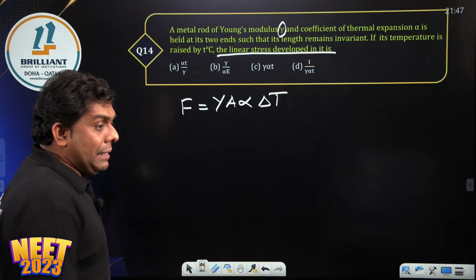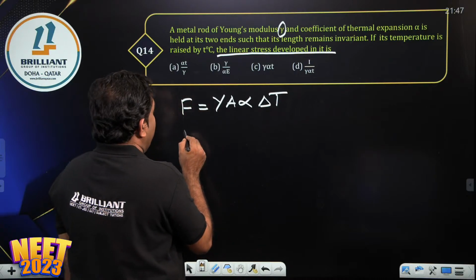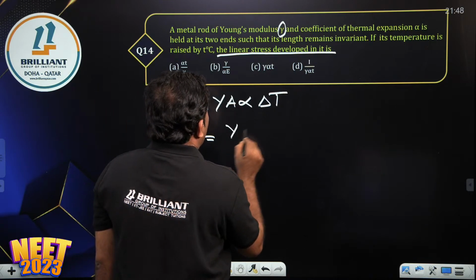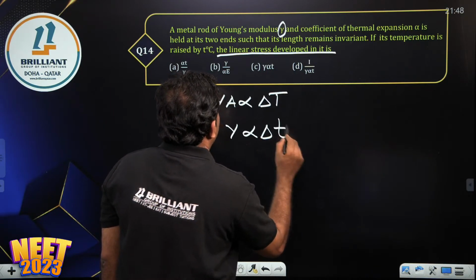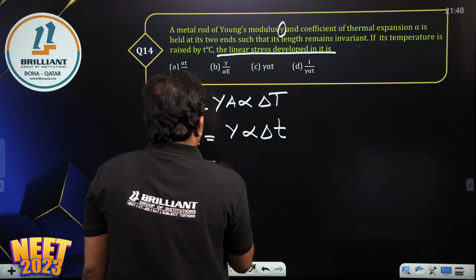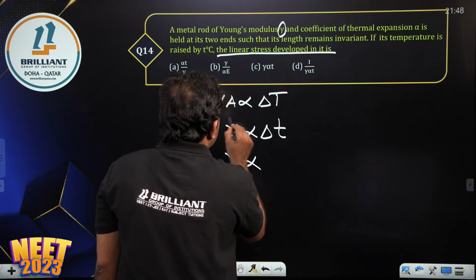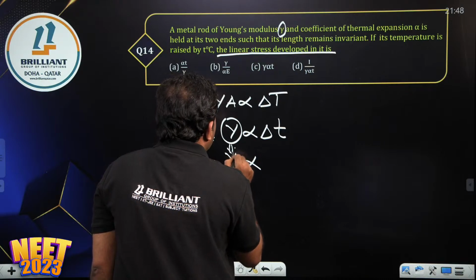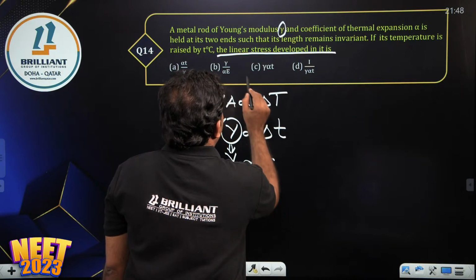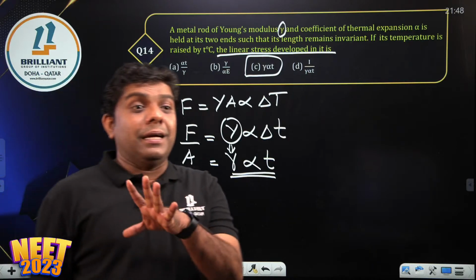YαΔT. So we can say the picture here, stress, they are asking. Stress means F by A. F by A is equal to YαΔT. In this question, instead of Y, gamma is given. So we can say γαΔT is there, because instead of Y, they gave gamma in the question. So the right option is option C. That is question 14, the right answer is C.